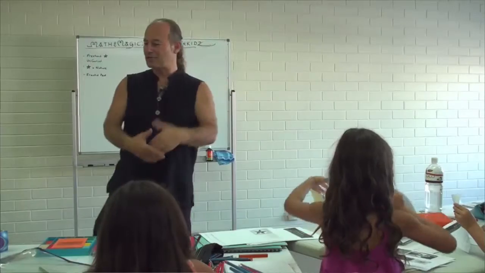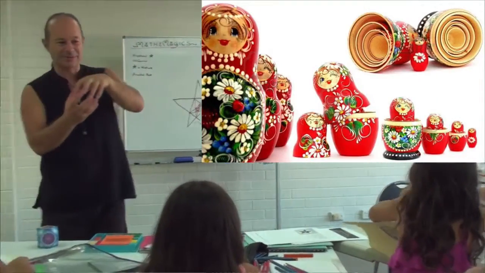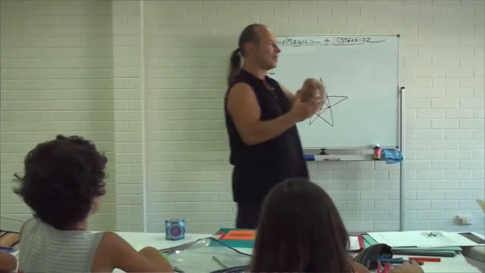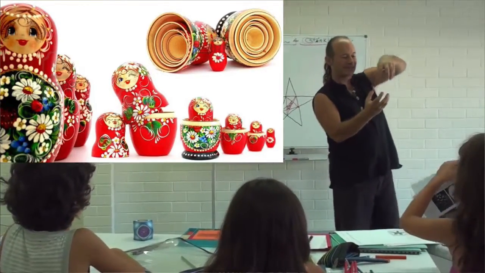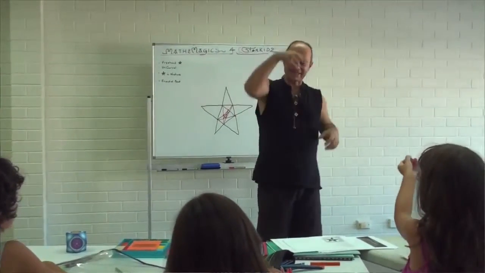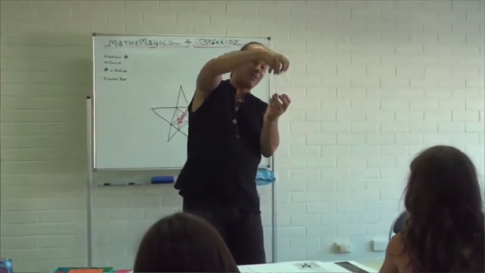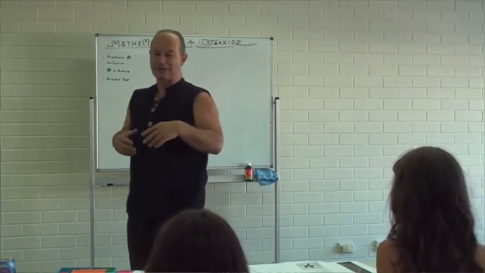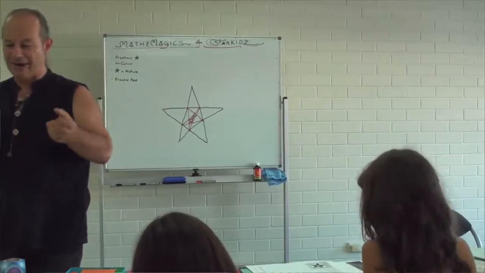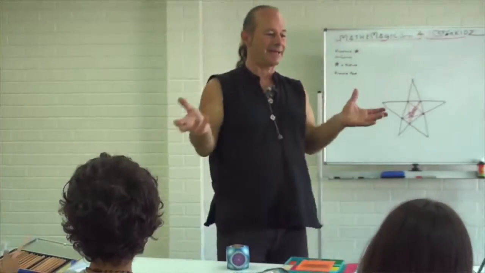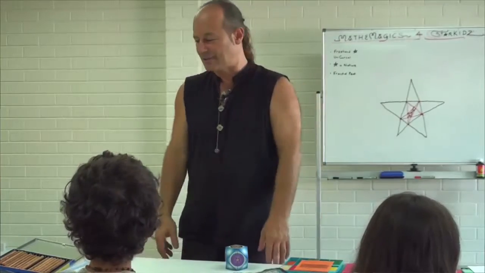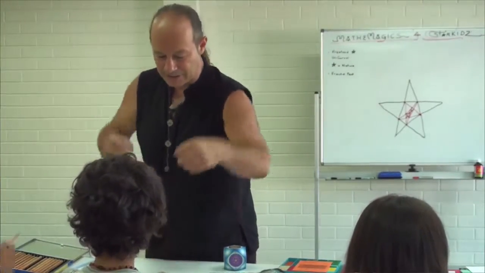Have you heard of the Russian dolls? Babushka dolls, the Russian dolls, and you take the doll, open it up in half, but there's another one inside, and then you open that one and there's another one. Well, that's what fractal means, when the inside is the same as the outside. So if someone said, what's fractal? You say, oh, the small pentacle is the same as the big pentacle.